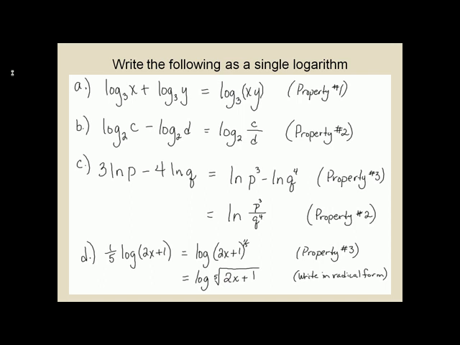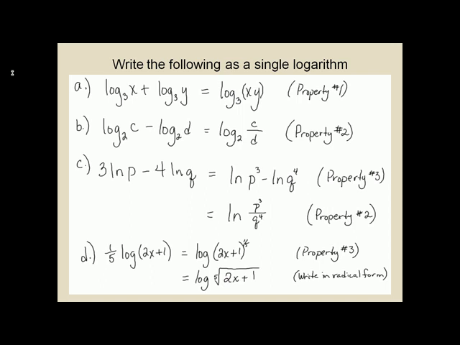Now I have the ln of an argument minus the ln of an argument. So I can now combine that subtraction of two ln's into a quotient involving a single ln. So that's going to be the ln of p to the third divided by q to the fourth. So again, undoing that expanded form and putting it back together as a quotient of those two arguments. Again, writing it as a single log or ln.